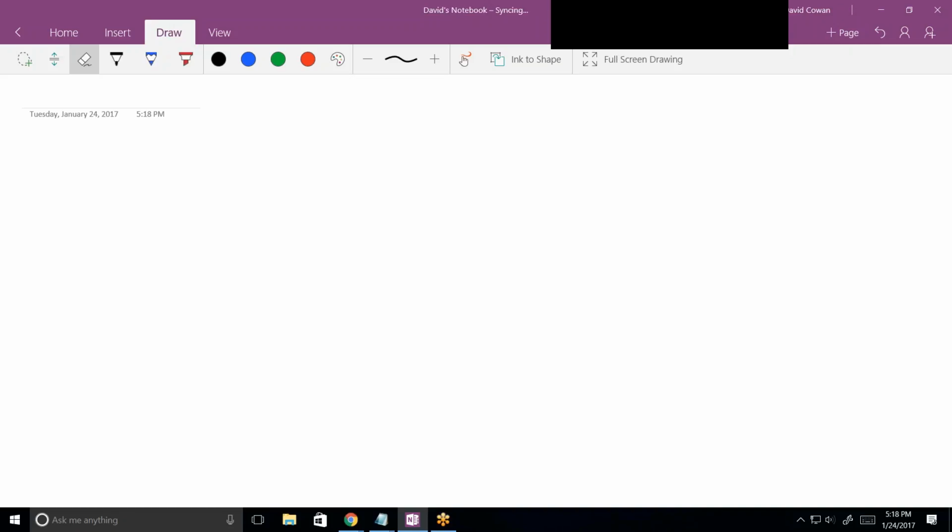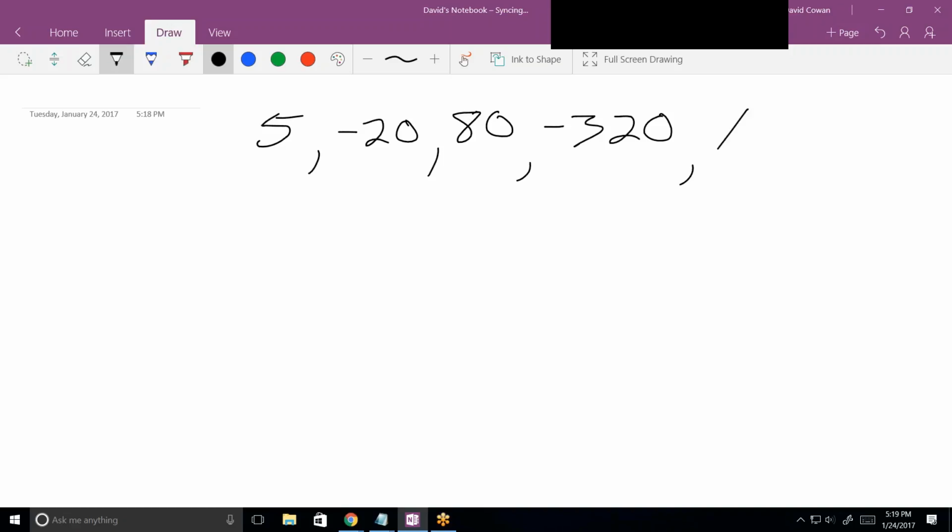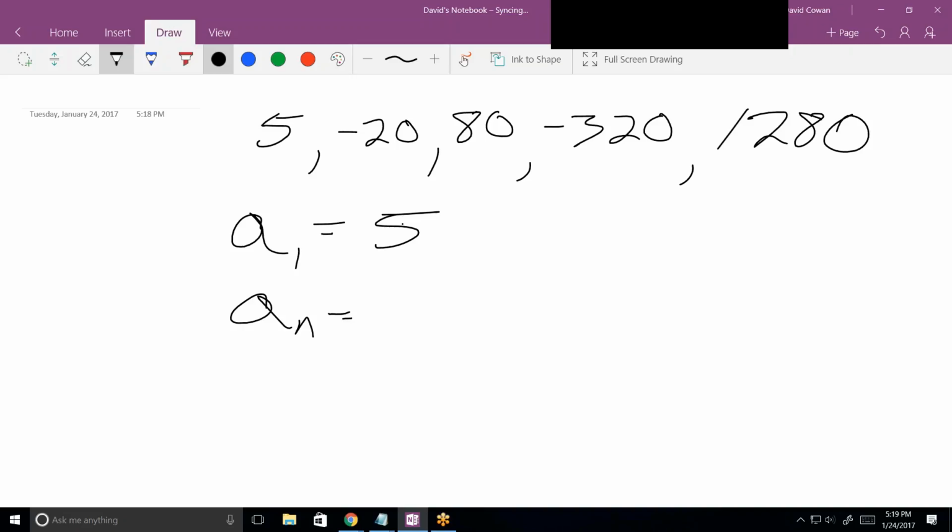Another one is 5, negative 20, 80, negative 320, 1,280. Go slower. 5, negative 20, 80, negative 320, 1,280. All right, this is similar to the one I just gave you. A sub 1 is what? A sub 1 is 5. And a sub n? Then it's going to be negative 4. A sub n equals negative 4 times a sub n minus 1. Right. Okay.